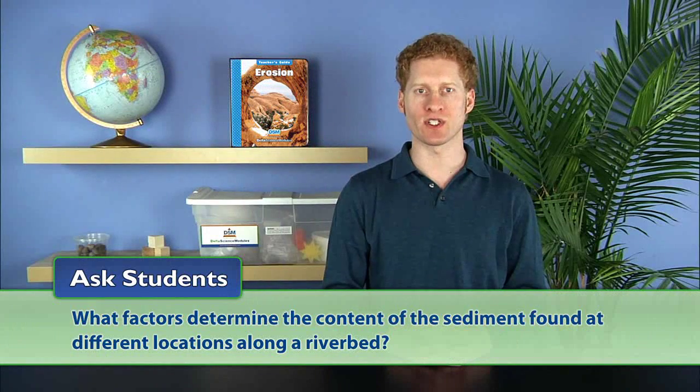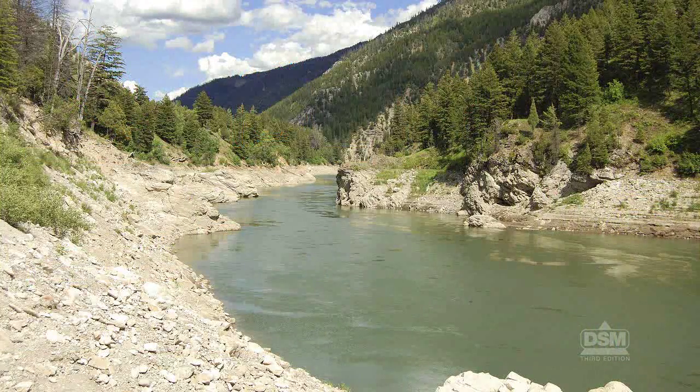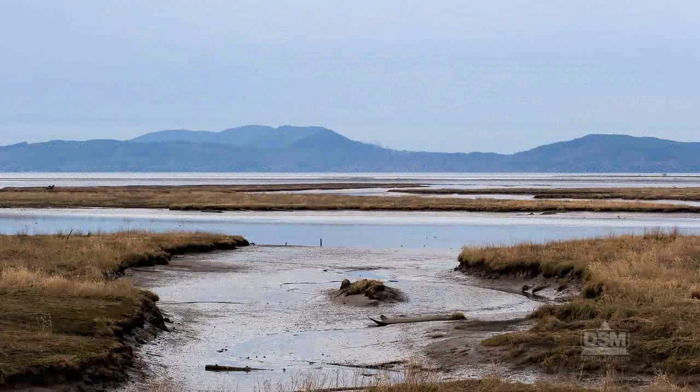To begin the activity, initiate a discussion by asking, what factors determine the content of the sediment found at different locations along a riverbed? Encourage responses that include the type of material that was eroded upstream, the amount of water in the stream, the speed of the water due to the slope of the land, and the shape of the riverbed where the samples are taken.